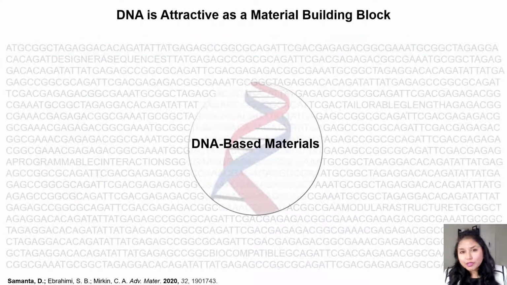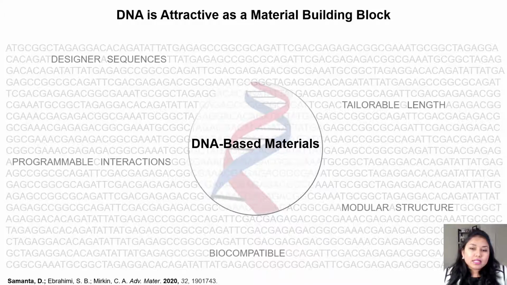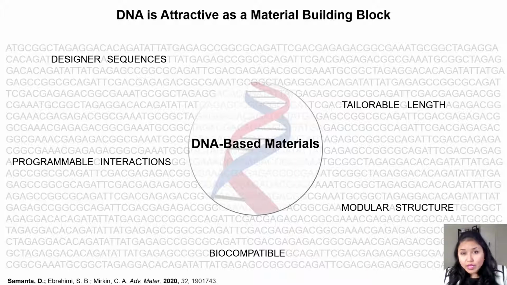Beyond programmability, DNA also has some very advantageous properties, as a result of which it has emerged as a really attractive material building block. And if I had to sum up all these advantages into a single sentence, what I can say is that DNA can be used to build very modular structures with designer sequences of any given length relatively quickly and relatively easily.